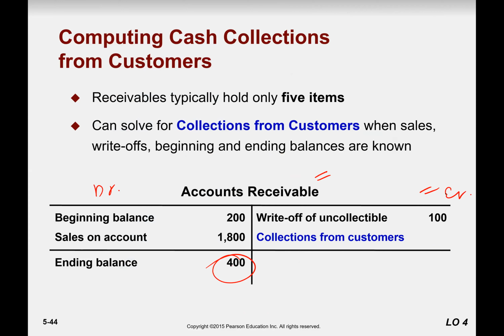It means if you write it down here, it is 2,000 minus 100 minus 400. That will give you 1,500. Understand? So the receivable gives you 5 different items. If you are given 4, you can find out the 5th one easily. Just manipulation of the figures, that's it.